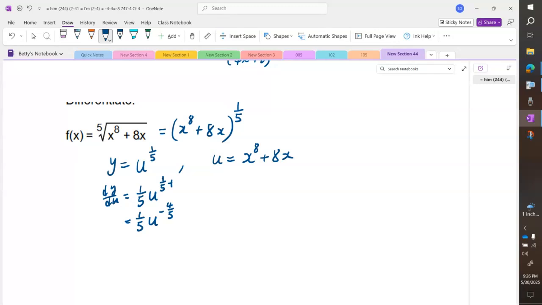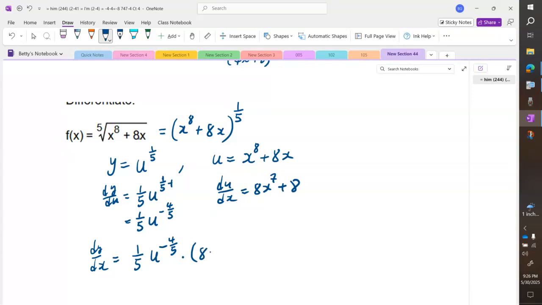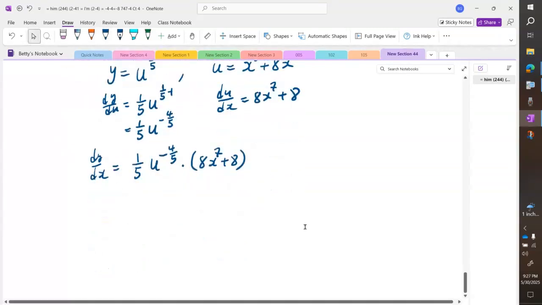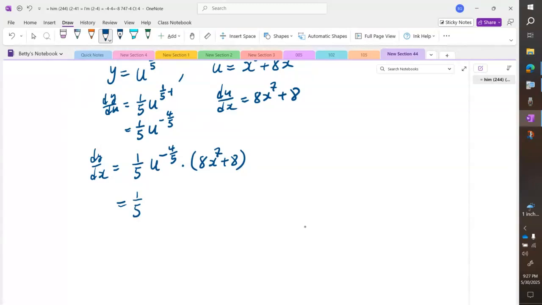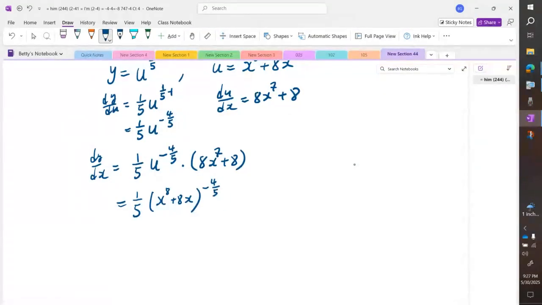Yeah, exactly. And du dx is 8x to the power of 7 plus 8. Simple power function. And dy dx, by the chain rule, we are going to multiply them together. 1 over 5, u to the power of negative 4 over 5, times parentheses 8x to the power of 7 plus 8. And u is x to the 8 plus 8x, to the power of negative 4 over 5, and then 8x to the power of 7 plus 8.